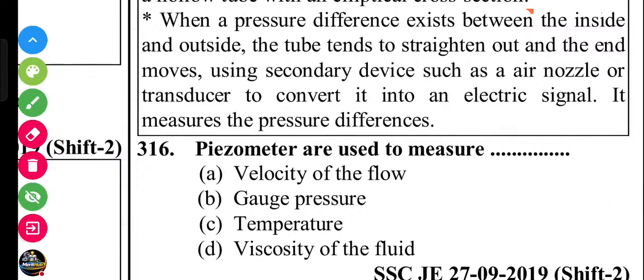Piezometers are used to measure the velocity of the flow, gauge pressure, temperature, or viscosity of the fluid. Piezometers are used to measure gauge pressure.